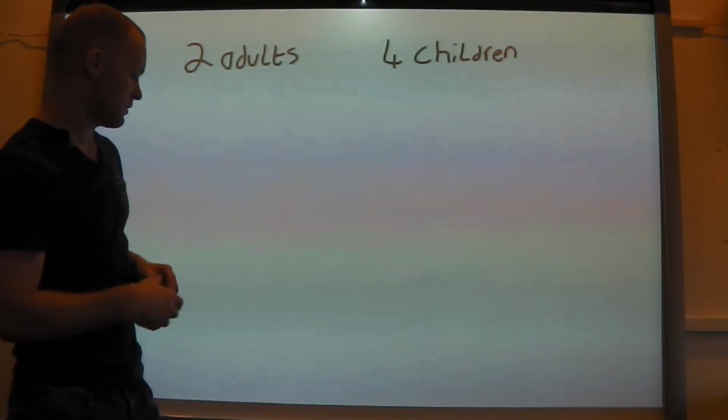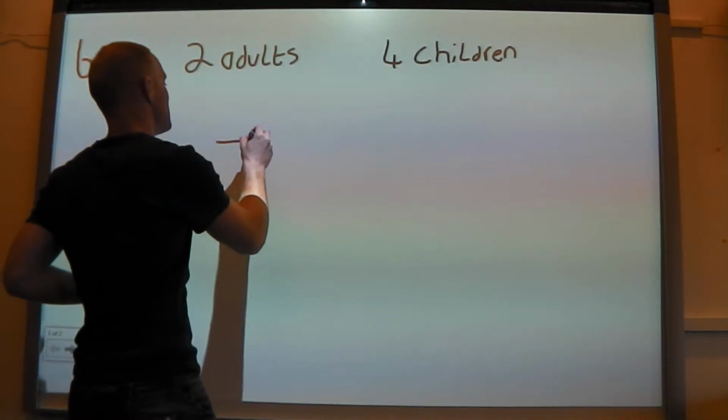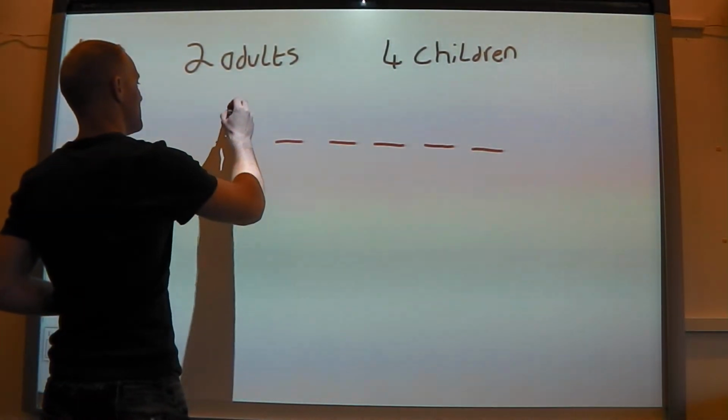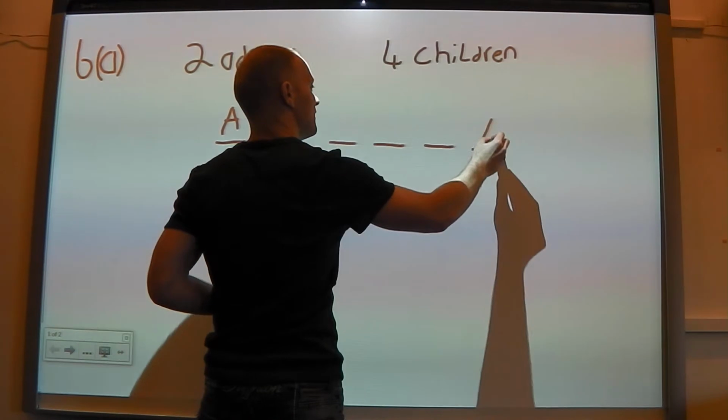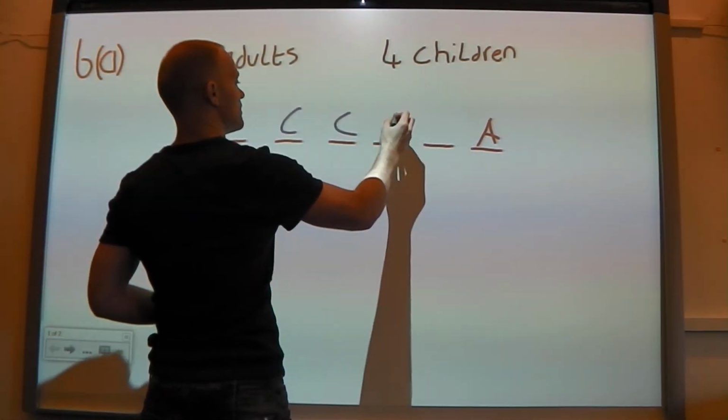For this question, we're given 6 seats and we're told that 2 adults have to sit at the end. So we'll just write out these 6 seats. Now the 2 adults have to sit at the end. Just draw the adults here, and then 4 kids have to sit in the middle. I'll just draw children so I can see them.